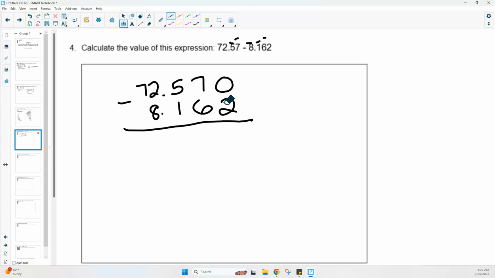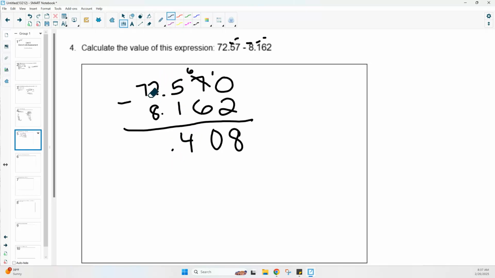Always start on the right. I cannot do 0 minus 2, so we need to borrow from the 7. 7 becomes a 6, bring over 10, the 0 becomes a 10. 10 minus 2 is 8. 6 minus 6 is 0. 5 minus 1 is 4.